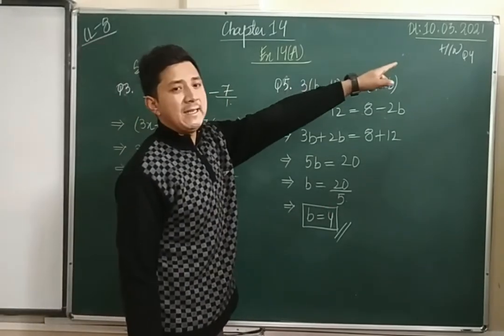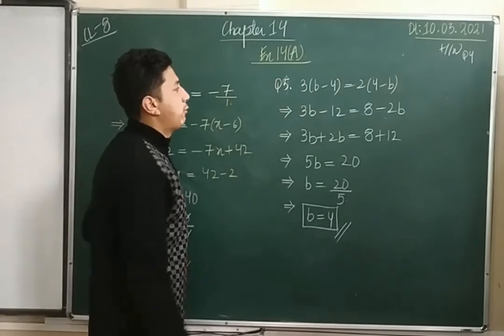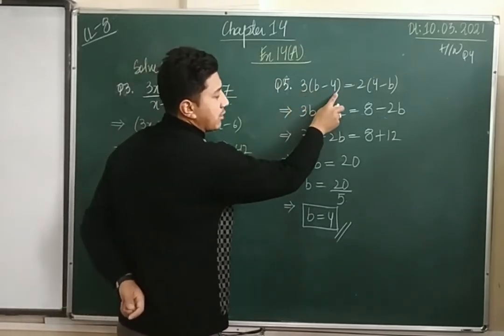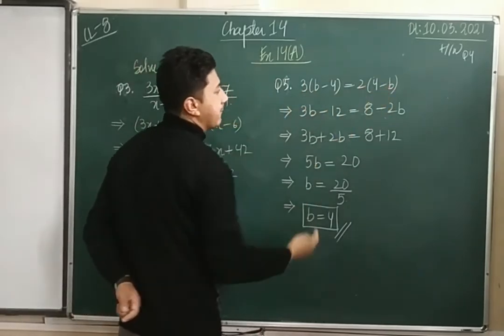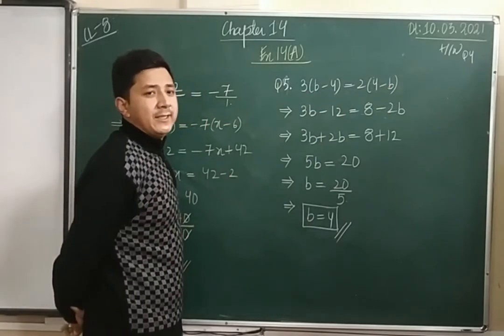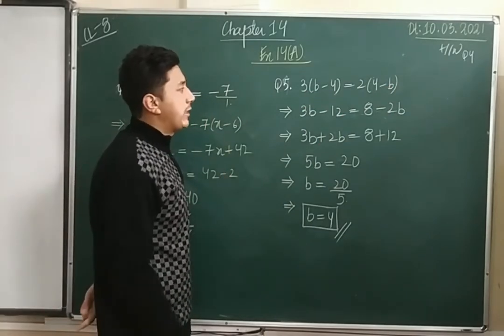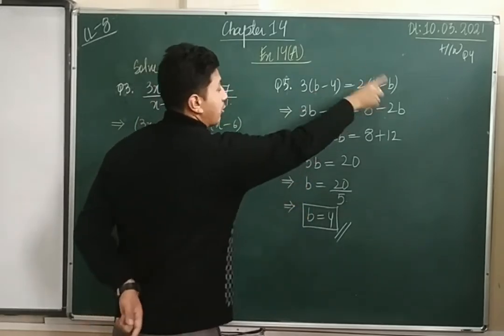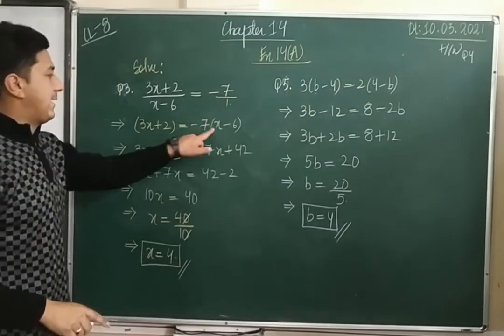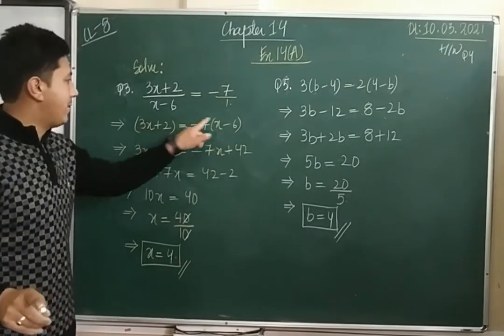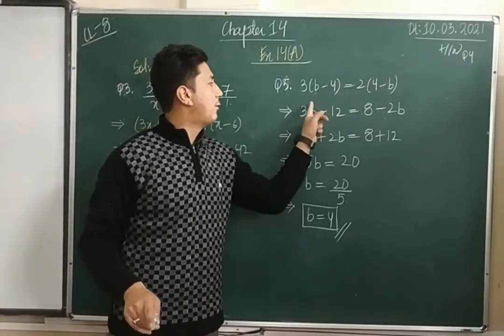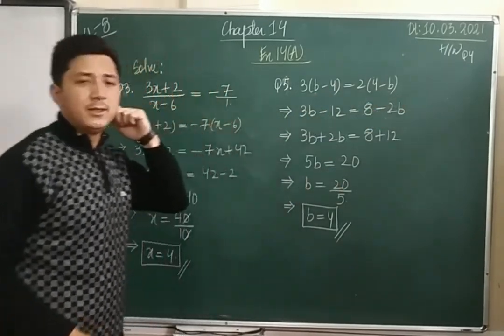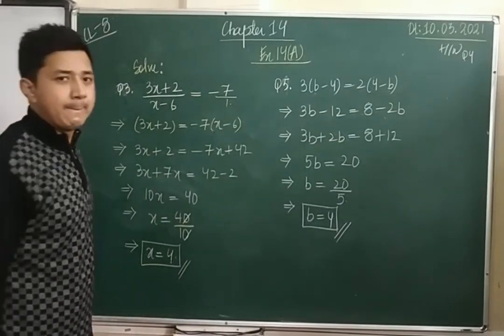Number 4 in the same way will be homework. Number 5 here: 3 into (b minus 4) is equal to 2 into (4 minus b). How will we find the value of b? First of all, you check whether it's linear or not. One variable, b, here is also b. Here it was also x and x. One variable, power 1. So it is a linear equation in one variable, right?